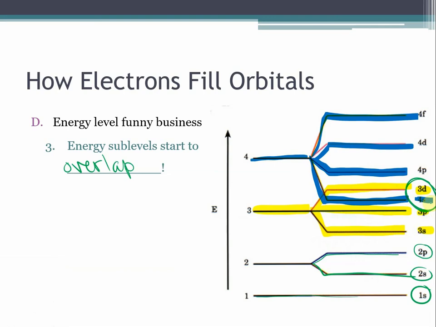Technically, 4s should be higher in energy than 3d. 4 is a bigger number, it's a higher energy level, so 4s should be higher. But because our energies are so close together and our sublevels are overlapping, 4s is actually lower in energy. And since it's lower in energy, it's going to fill up first according to the Aufbau principle. Let's do some practice with this.